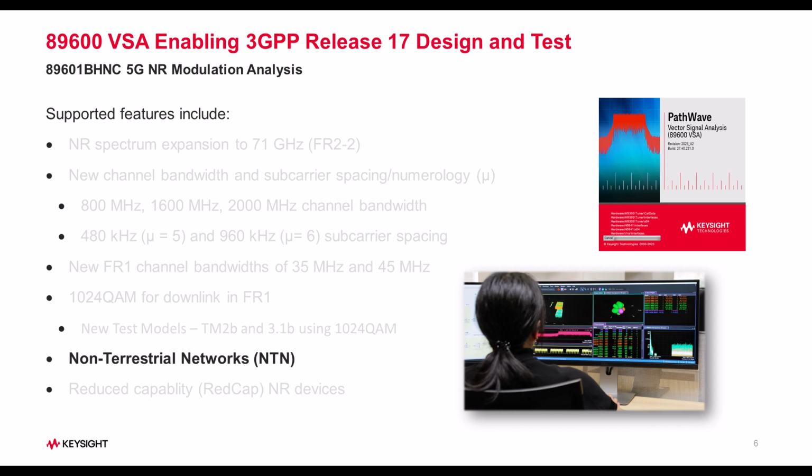The 89600 VSA has introduced an extended frequency lock range to be able to synchronize and demodulate NTN signals with Doppler shift. 3GPP Release 17 also introduced a new tier of reduced capability, or RedCap, devices to support IoT use cases such as wireless sensors, video surveillance, and wearables. The 89600 VSA existing 5GNR application can be used to test RedCap devices.